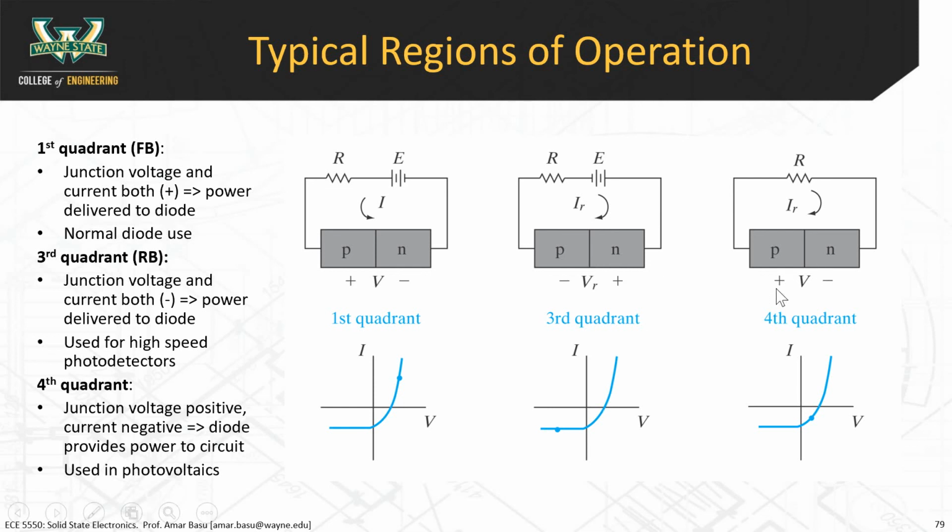The fourth quadrant, now in this case what's unique about this is that the junction voltage and the current are opposite polarity. The junction voltage is positive, so you have a positive voltage on the P side, negative on the N, but the current is going from N to P. So that's in contrast to the first and third quadrant where the voltage and the current are in the same polarity. So the unique thing about the fourth quadrant is that the diode is supplying power to the external circuit, whereas in the first and third quadrant, the external circuit is supplying power to the diode.